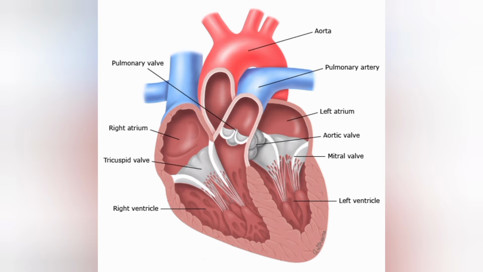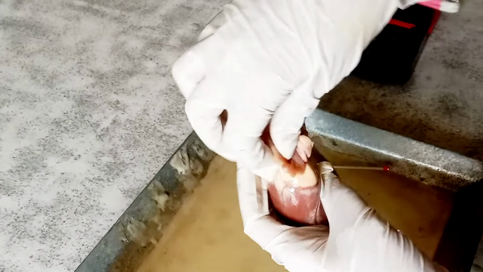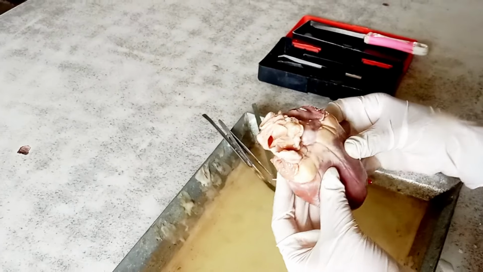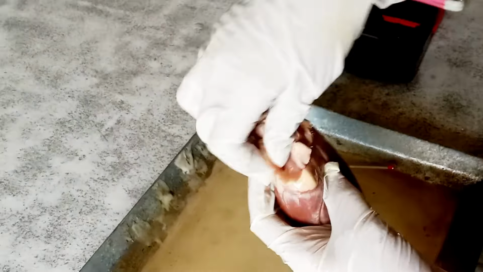Now you can see upper two chambers are called auricles. These are the auricles. Just observe. These walls of the two auricles are thin in nature. I will show you how thin these walls are when we compare with the walls of the ventricles. Now these are known as ventricles. Ventricle walls are thicker than the walls of the auricles.